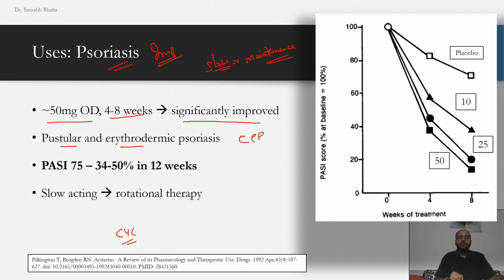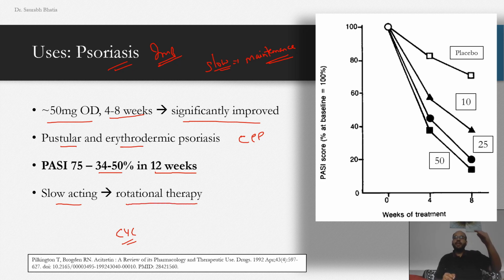About 34 to 50% of patients show a PASI 75. Now, what is PASI 75? That is a 75% reduction from baseline. In 34 to 50% of patients, we see PASI 75 improvement in about 12 weeks. It's a slow-acting molecule and a good maintenance agent, so you can use it for rotational therapy.